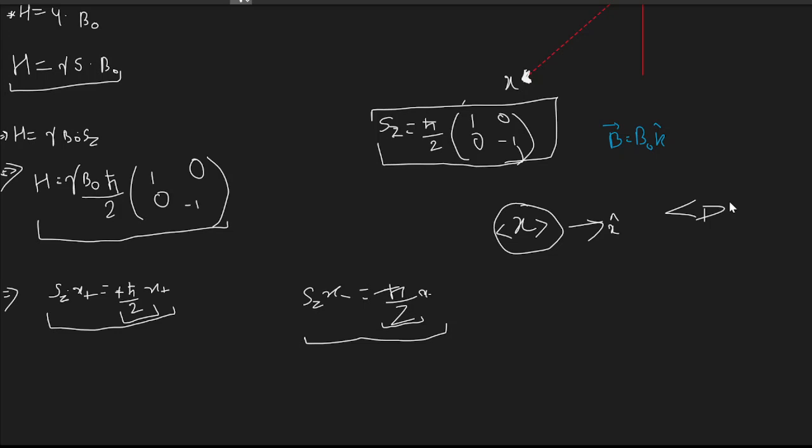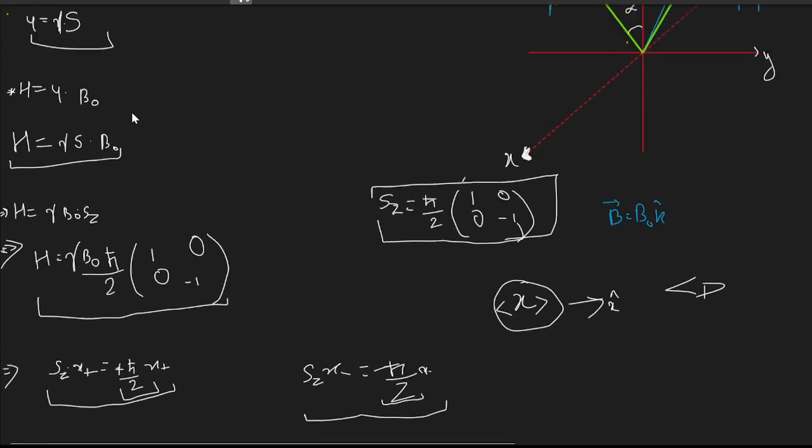So just like this, if you have to find out the spin in the z direction, there is an operator corresponding to this, and that is this S_z operator. I hope you understand all of that. Here our spin states are spin up and spin down.